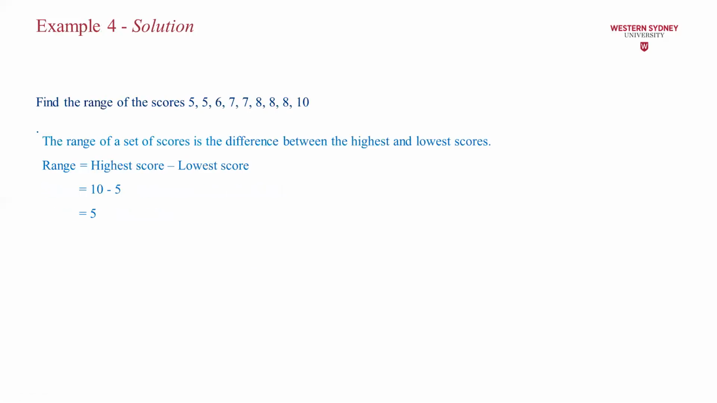Question D solution. Find the range of these scores. Again, the range of a set of scores is the difference between the highest and lowest scores. So the range is the highest score minus the lowest score. In this case, 10 take away 5 is 5.